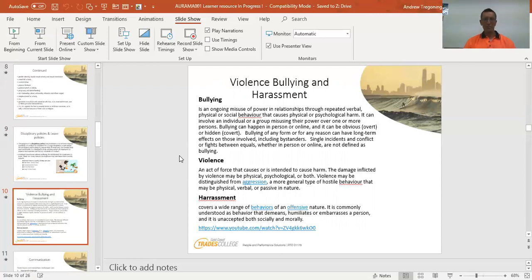An act of violence as well that causes or intended to cause harm. The damage inflicted by violence may be physical, psychological, or both. Violence may be distinguished from aggressive or more general type of hostile behaviour that may be physical, verbal, or passive in nature. So violence is something that we don't condone in business or certainly at the college.